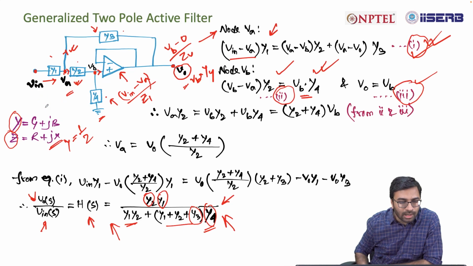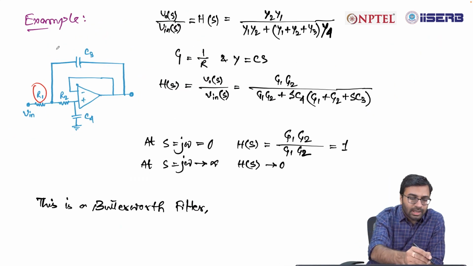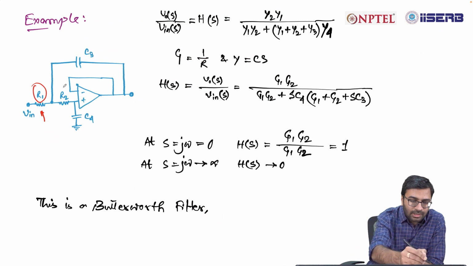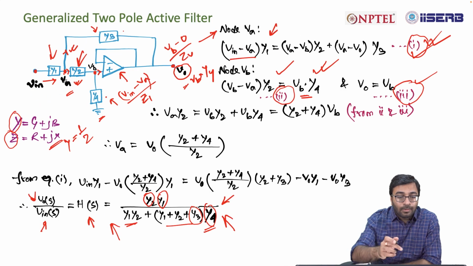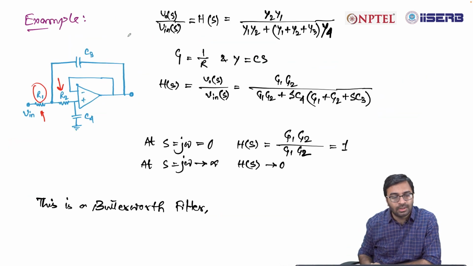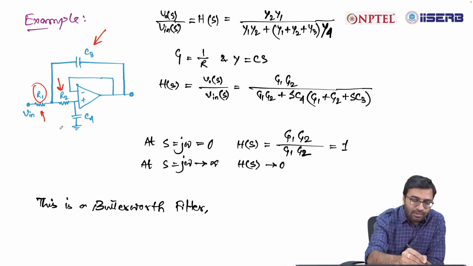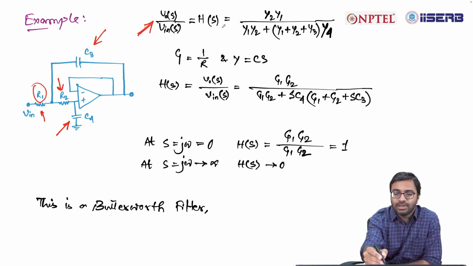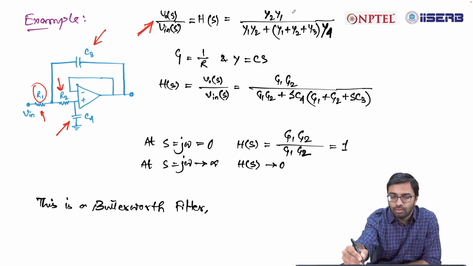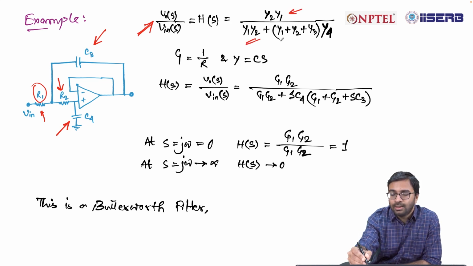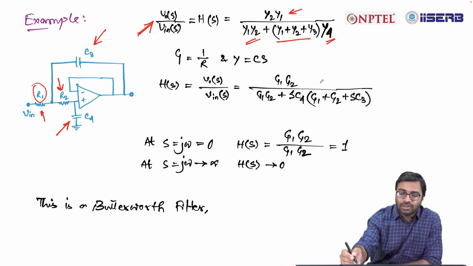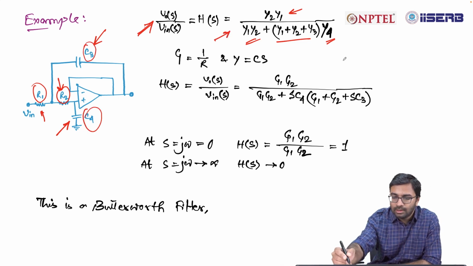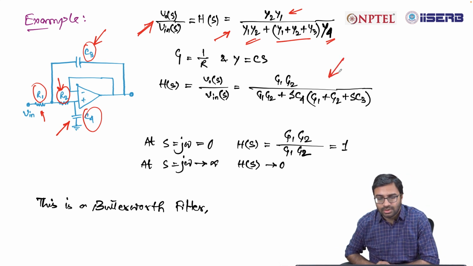So y1 is replaced by a resistor R1. Similarly, y2 is replaced by a resistance R2. y3 is replaced by a capacitor C3 and y4 is replaced by a capacitor C4. We know that the transfer function, V out by V in, is equal to H(s), that is equal to y1 y2 divided by (y1 y2 plus y1 plus y2 plus y3) into y4. Just put the values of y1, y2, y3 and y4 in this equation, and you will be able to get a transfer function similar to this.